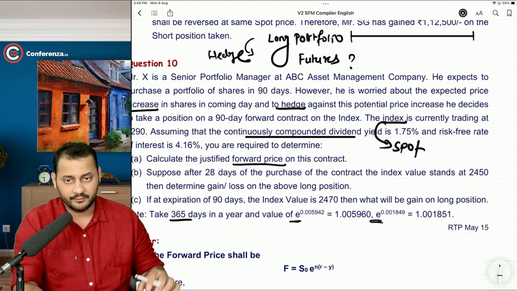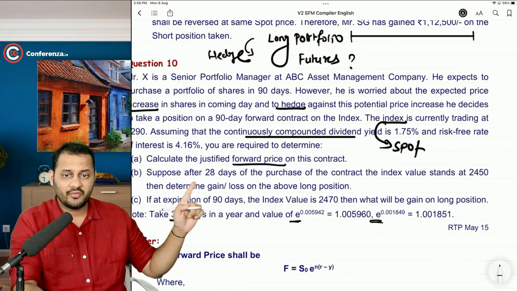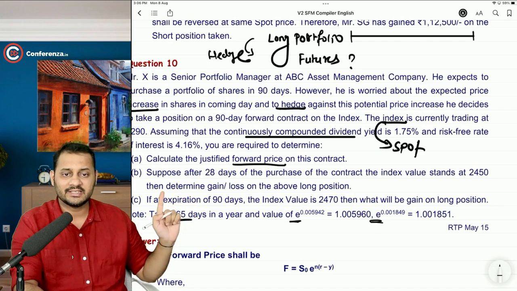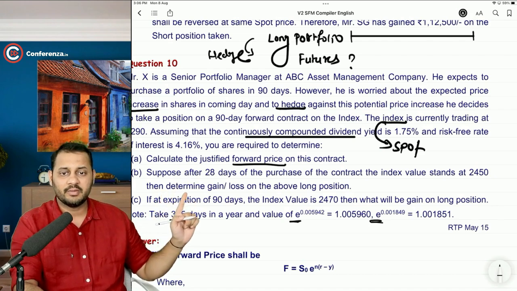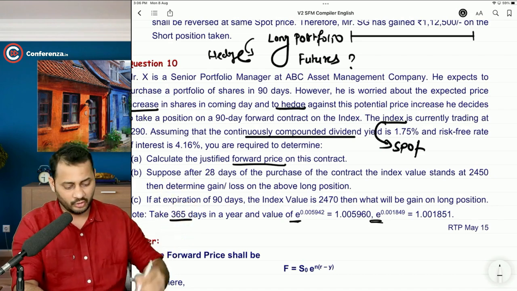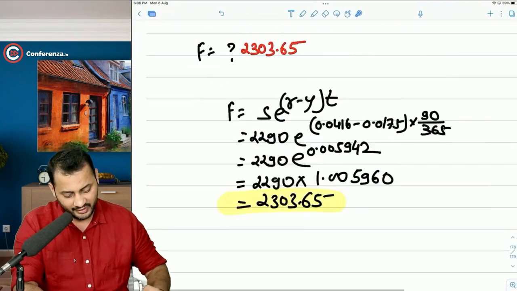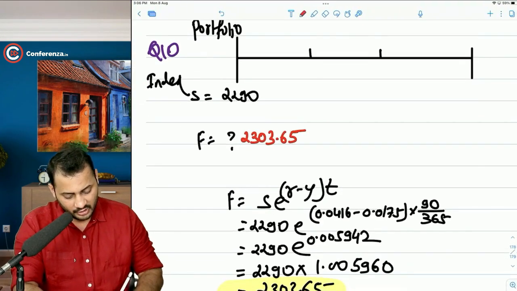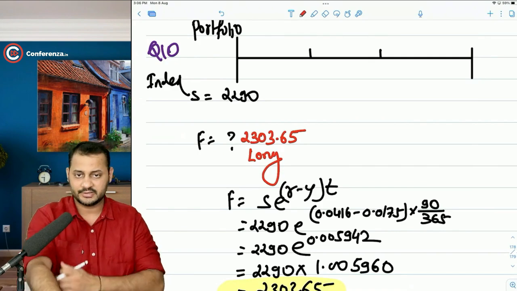What else is given? Suppose after 28 days of the purchase of the contract, the index value stands at 2450, then determine the gain or loss on the above long position. That means it is very clear that you have taken a long position on this price.